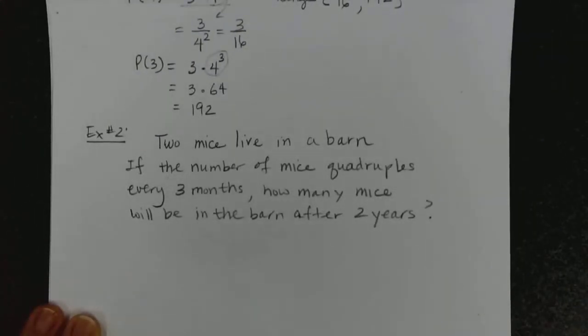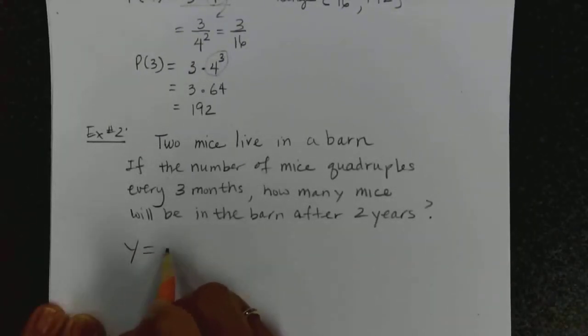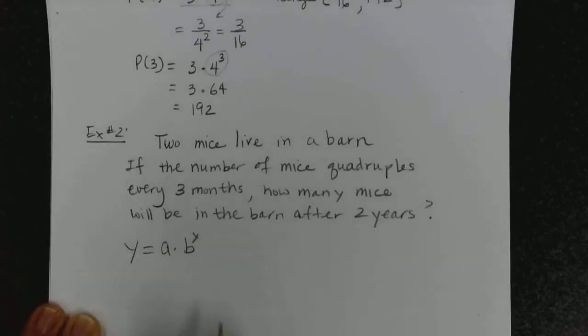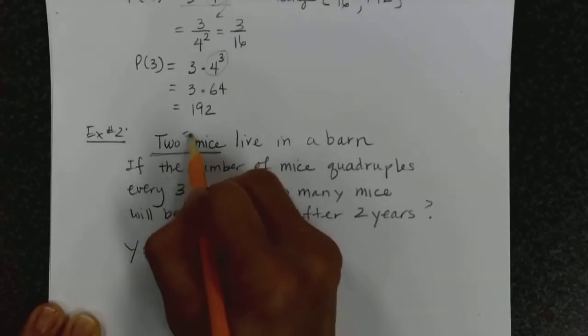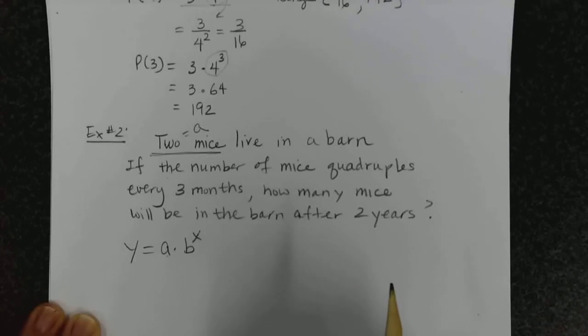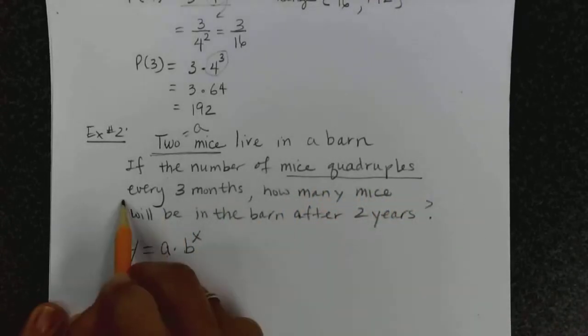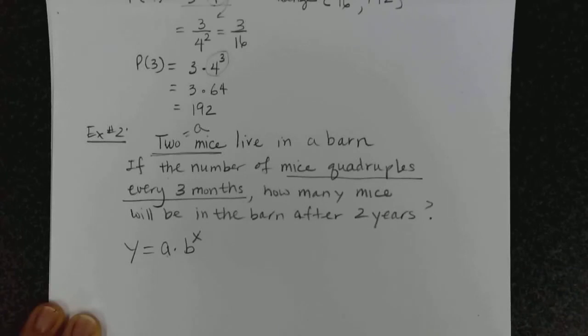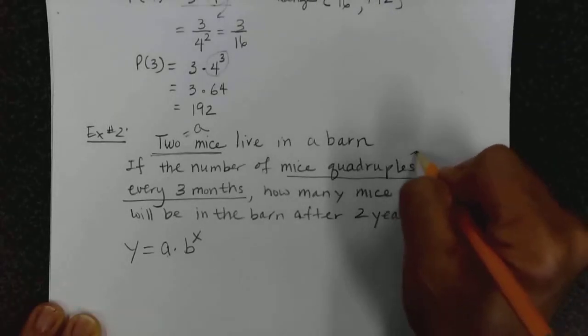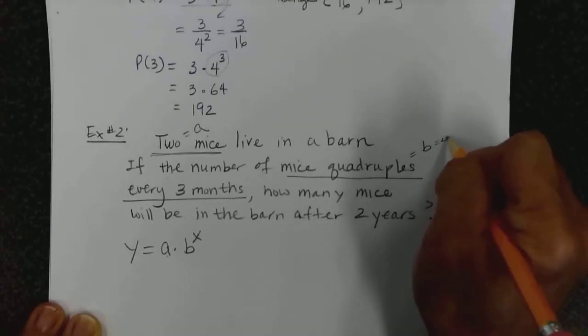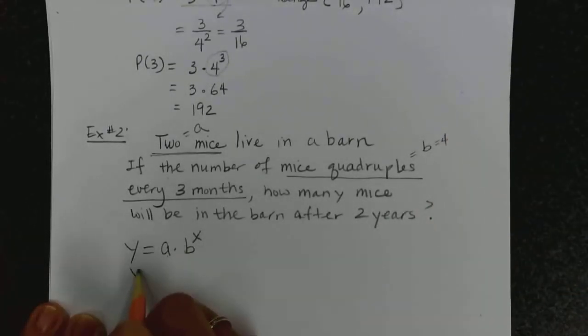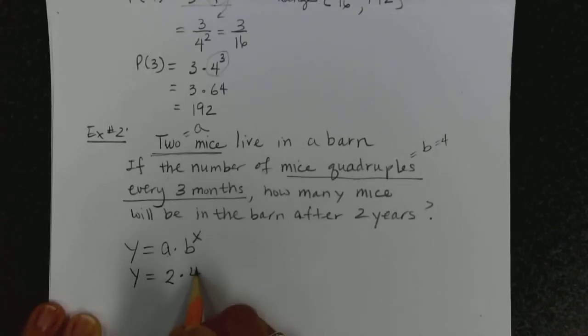Okay? So we're going to write the equation y equals a times b to the x. A being your initial value, and if you notice, 2 mice. So this will be my A, my initial value. And then mice quadruples every 3 months. So remember, B is our growth factor. So quadruple, so B has to equal 4. So y equals 2 mice, and it quadruples, so 4 to the x.